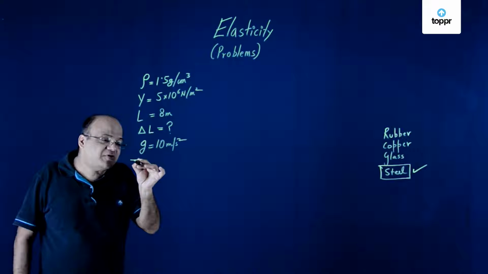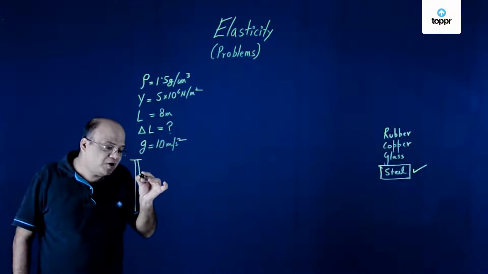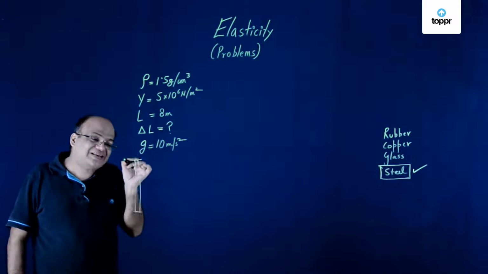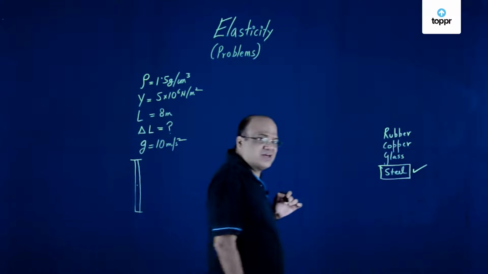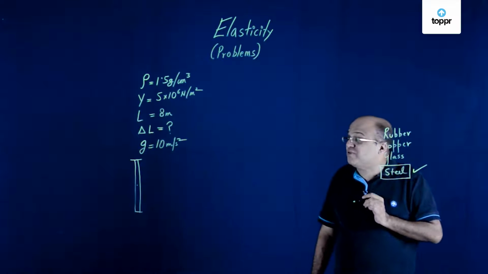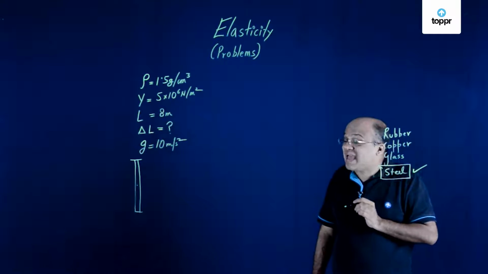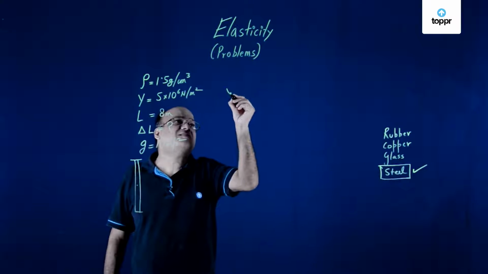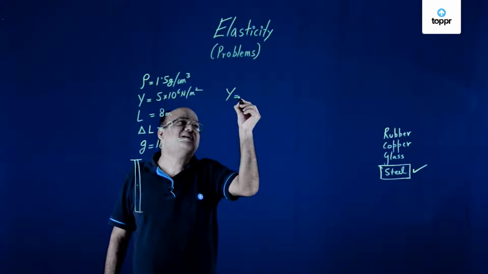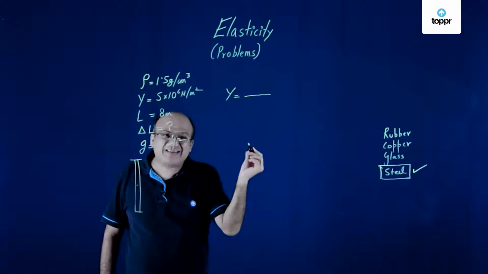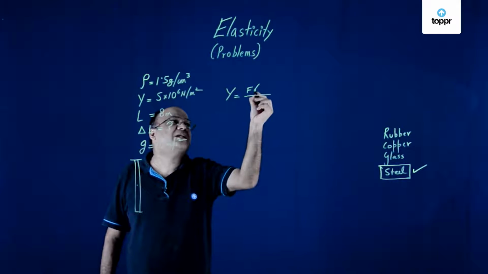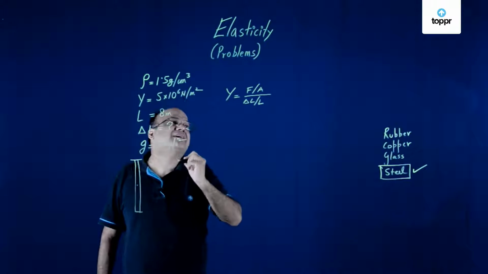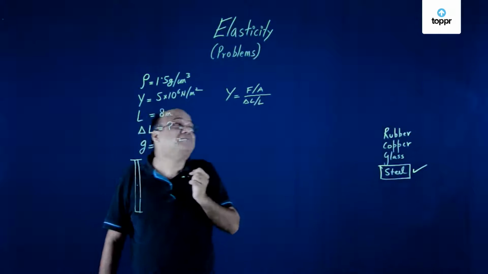Important thing to understand, whenever we hang something from the ceiling, the weight acts at midpoint, right? Therefore, in the formula for Young's modulus, we have to replace L by L/2. So, what is the equation for Young's modulus? Young's modulus is stress by strain. Stress is force upon area and strain is delta L by L. But here L will become L by 2.